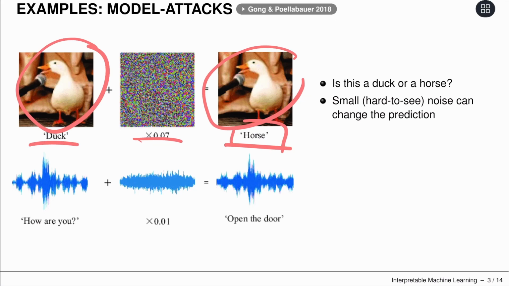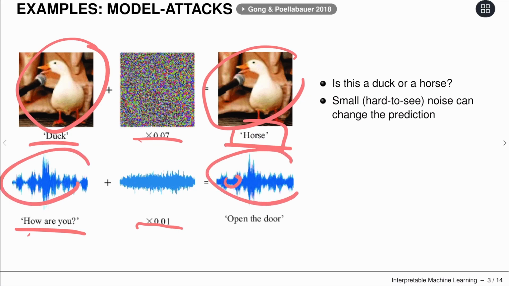And of course, it could also be done with audio data. Maybe we have an audio recording of "how are you", adding a little bit of noise. This is again a very small factor. If we compare that one with that one, you see little differences over here, right? We see a little bit of noise added. But overall, you would be able to understand, even with a little bit of noise, that it's "how are you", and not "open the door".